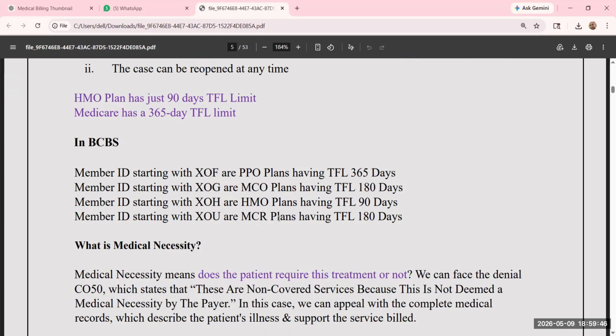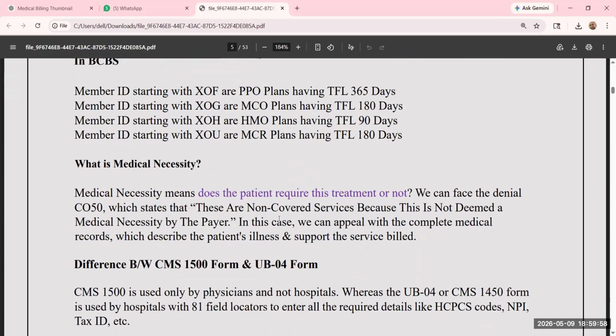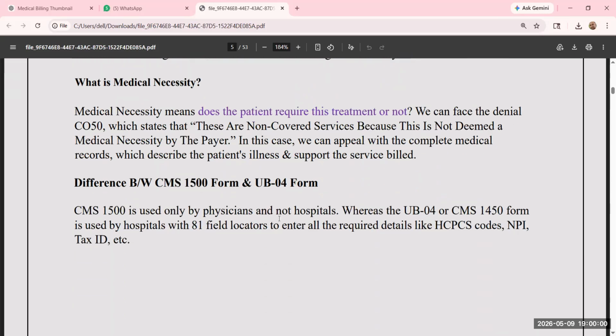You should understand it will be different for United Healthcare, Texas, Aetna, and so many other insurances. So it depends upon the insurance. What is medical necessity?